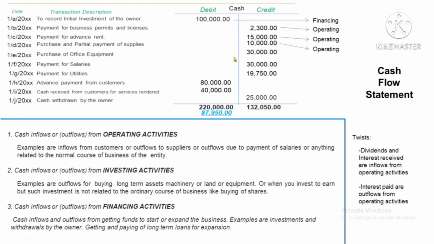However, this payment of 30,000 for the purchase of office equipment, since this is an outflow for acquiring a long-term asset, is considered an outflow from investing activities, right? So the payment for salaries and the utilities, as well as the payments of customers or receipts from customers, are related to operating activities, right? So lastly, we have this 25,000, which is a withdrawal from the owner. This is an outflow related to financing activities.